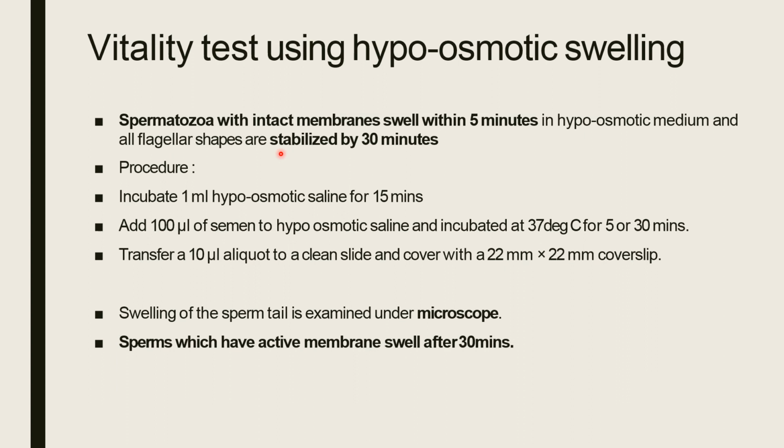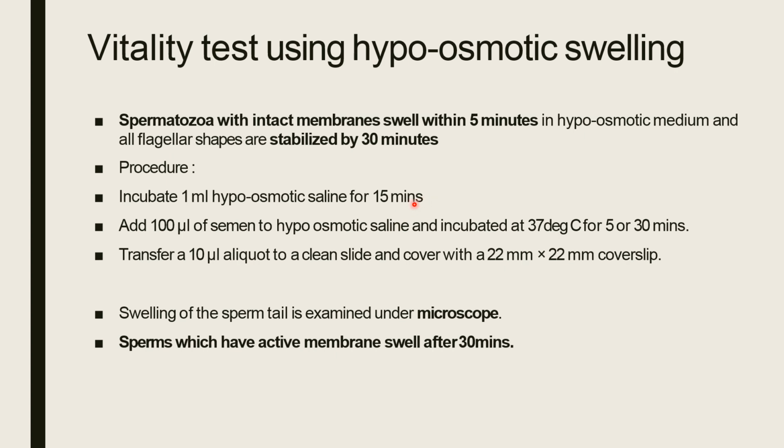For vitality testing by using hypoosmotic swelling, we have to place the sperms in hypoosmotic solution, and the cell membranes should swell up within 5 minutes, and there would be change in flagellar shapes, and they are stabilized till 30 minutes. So the procedure is we have to incubate 1 ml hypoosmotic saline for 15 minutes, and we have to add 100 microliter of semen to hypoosmotic saline.